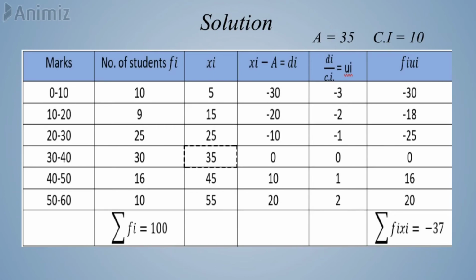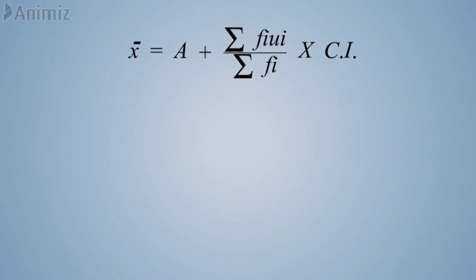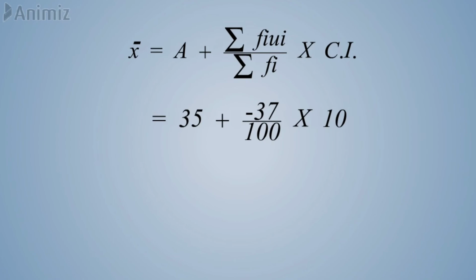Now these values you have to put in the formula. So let's discuss the formula first. Now in the step deviation method, the formula for x bar is a plus summation of fi ui upon summation of fi, into the class interval. You know all the values, simply you have to substitute in this formula. Now when you substitute the values, you will get 35 plus minus 37 upon 100, into 10.